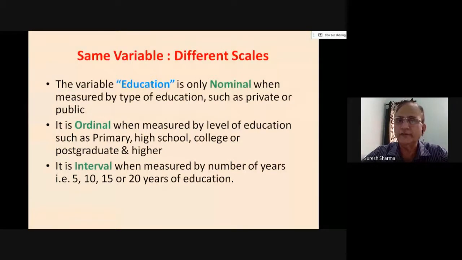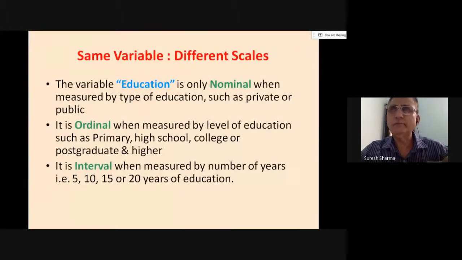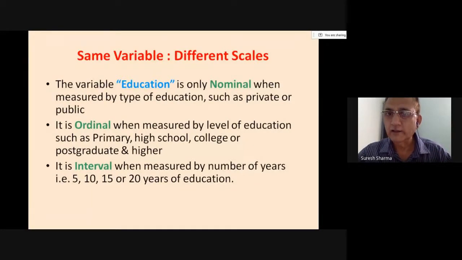For example, if I measure by the type of education, such as private or public, some people prefer private, some prefer public. It is individual choice. So your data will go to the nominal scale. And it can be put into ordinal scale when measured by the level of education. Level of education means primary school, high school, college, graduate, postgraduate. So all these categories can be arranged in order. So the same variable, education, can be put into ordinal scale.